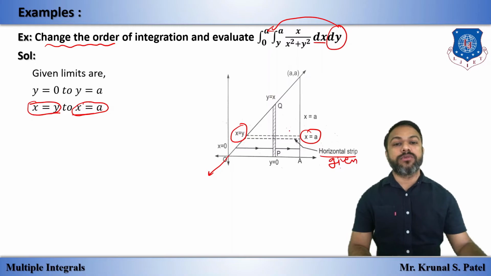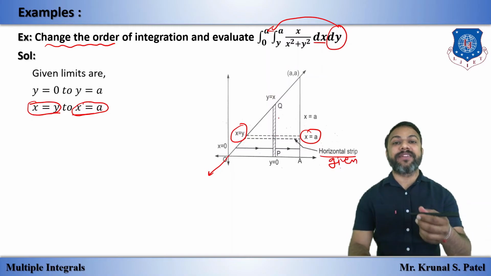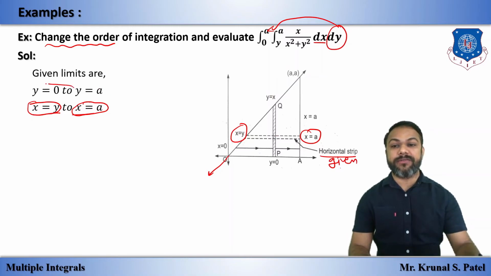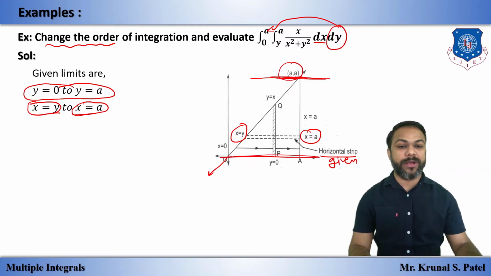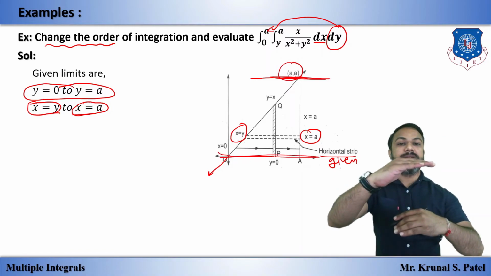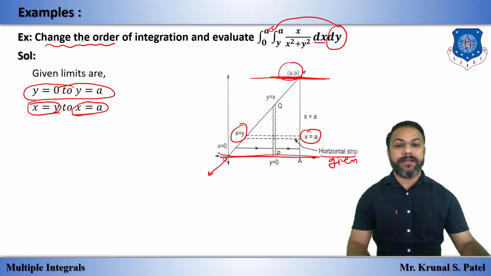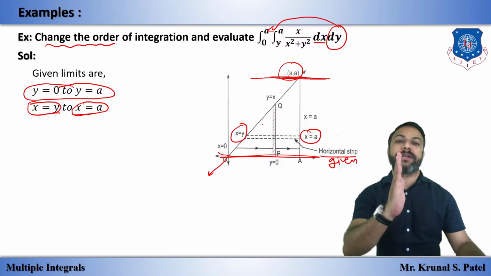Now we have to move this strip in the given region. So which is the given region? y is equal to 0 to y is equal to a. So this is our intersection point a, when we put x is equal to a into y is equal to x. So we have point a. This is our upper limit and this is our lower limit. That means the region bounded by these two is our given region. So in this part, we have to make the given horizontal strip into vertical.